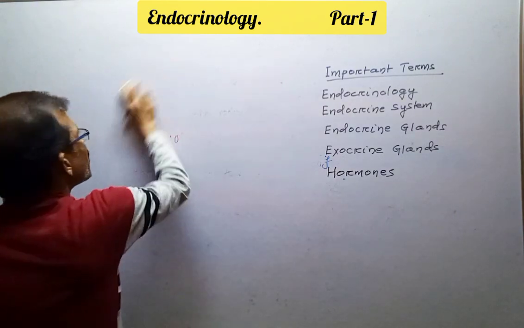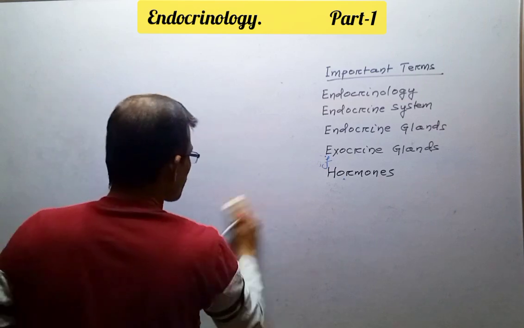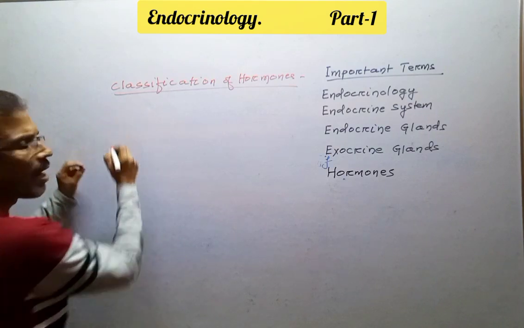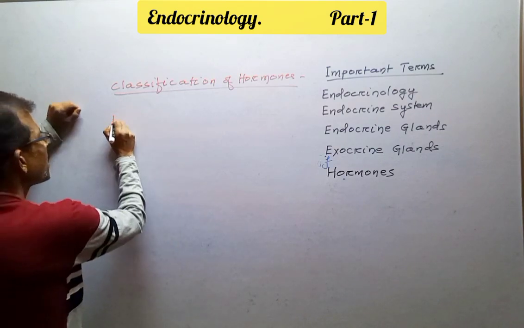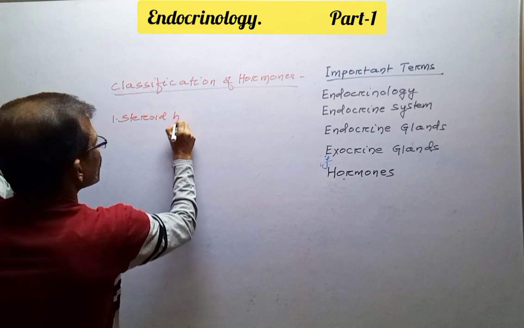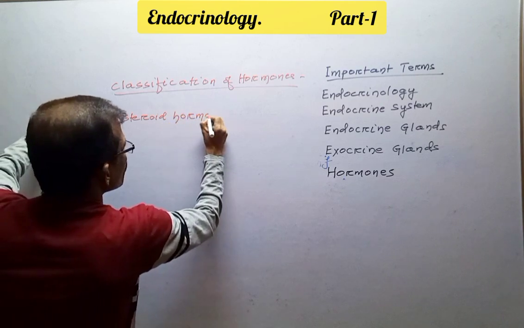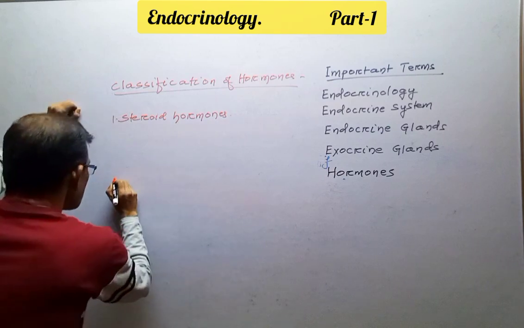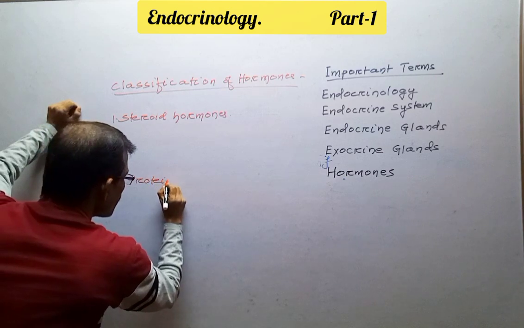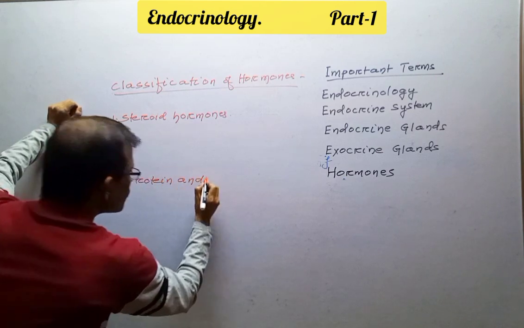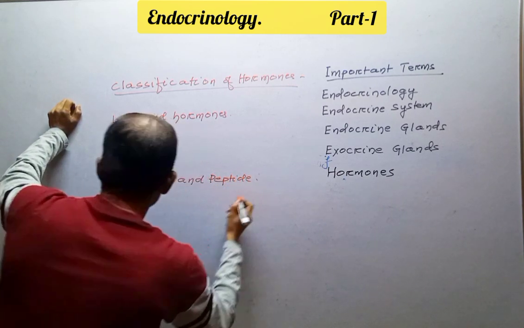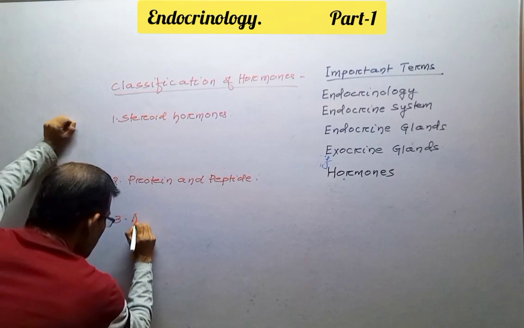Next we shall discuss about classification of hormones. Based on their chemical nature, hormones can be classified into three different groups, such as steroid hormones. Second group is protein and peptide hormone. And third one is amino acid derivative.